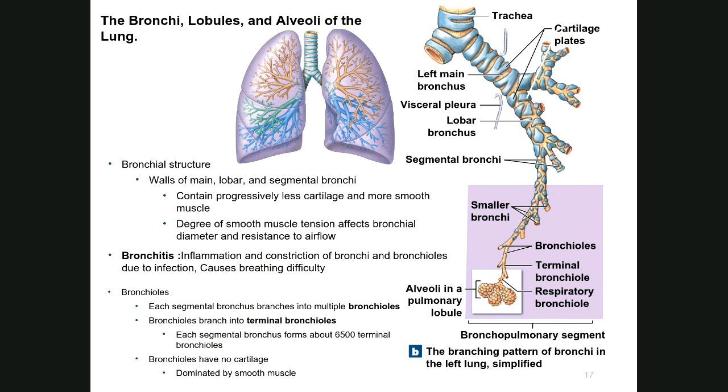When you go from the conducting zone to the respiratory zone, what you are noticing is that the amount of cartilage is less, and smooth muscle is increasing, the opposite. The more you go down, the more it goes up. At the point when you are at the terminal bronchioles, where you have those grapes on them, you are going to see that there is no cartilage, more smooth muscle on it, so it is dominated by smooth muscle.